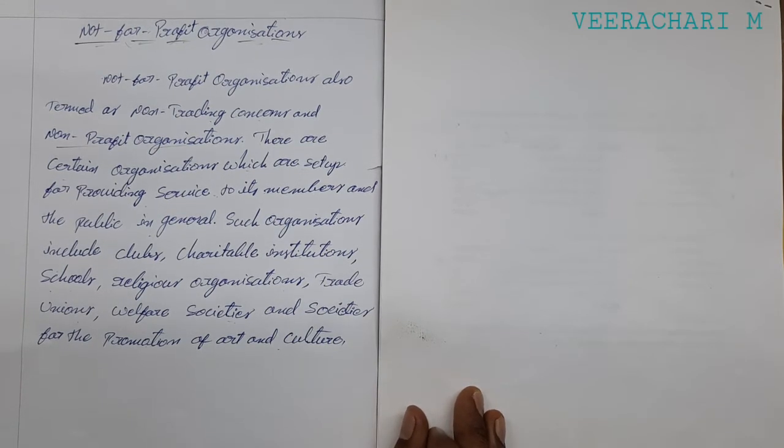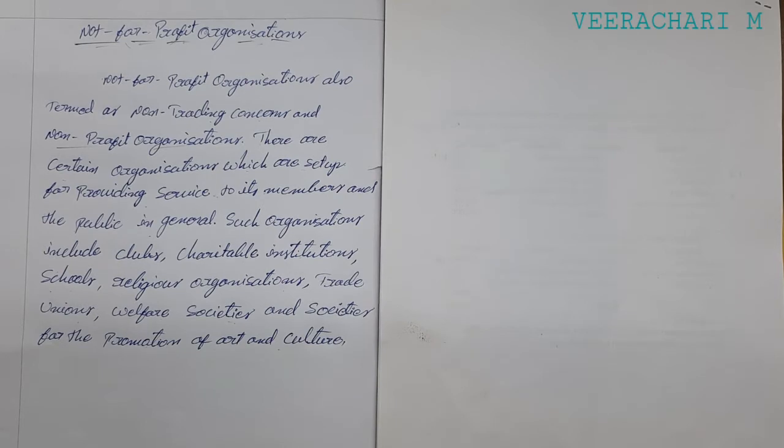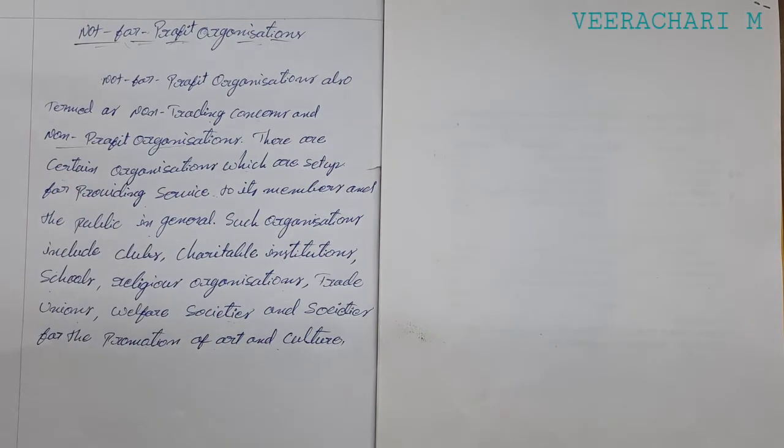Without profit motive, how do they run and generate incomes? There are specific types of incomes and specific expenses in non-profit organizations. One word we have heard many times is donations. A donation to non-trading concerns is one of the incomes of the organization.